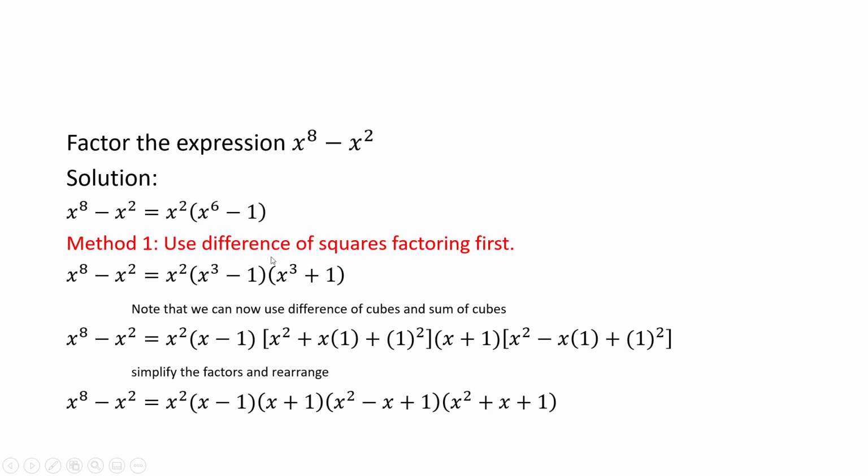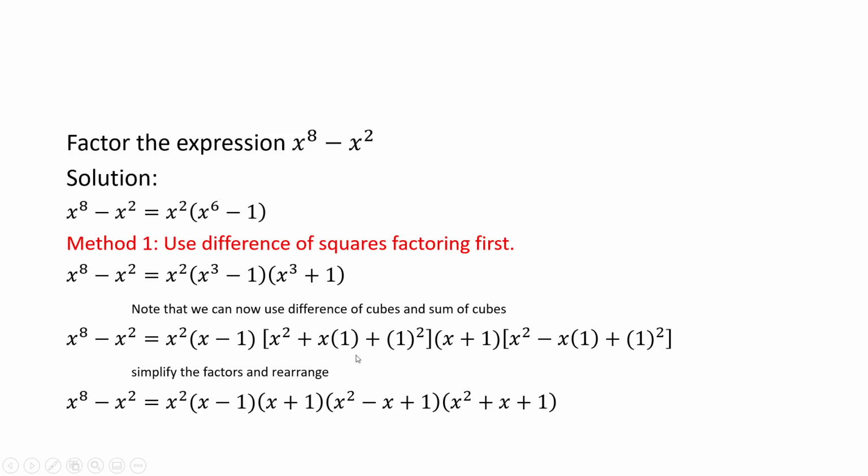You can see where my cursor is. We've taken x to the 6 minus 1, used the philosophy of difference of squares, and it's now x cubed minus 1, x cubed plus 1. Now we recognize that in the first factor, we actually have a difference of cubes. So we can call it x minus 1 times x squared plus x times 1 plus 1 squared. And in the second bracket, we have a sum of cubes. It's x cubed plus 1. So we can call that x plus 1 times x squared minus x times 1 plus 1 squared.